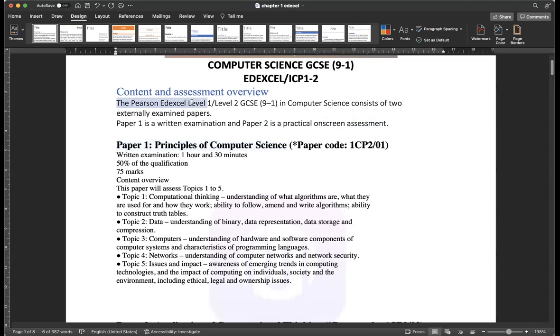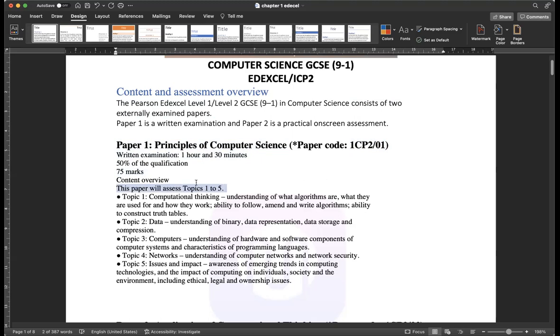In Pearson Edexcel, we have 2 papers. The first paper is paper 1, Principles of Computer Science, and the paper code is 1CP2/01, because 01 is paper 1, whereas 02 is paper 2, right? So paper 1 is a written examination and it is 1 hour 30 minutes, of 75 marks, and you have to cover 5 topics for paper 1.